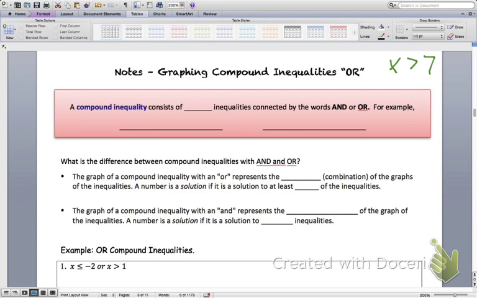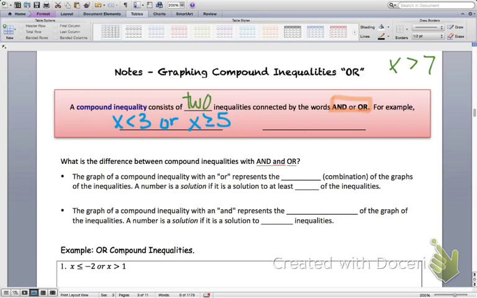Now what is a compound inequality? A compound inequality occurs when you have two inequalities instead of one, and they are connected by the word and or the word or. So for example, we can have the following: x less than 3 or x greater than or equal to 5.